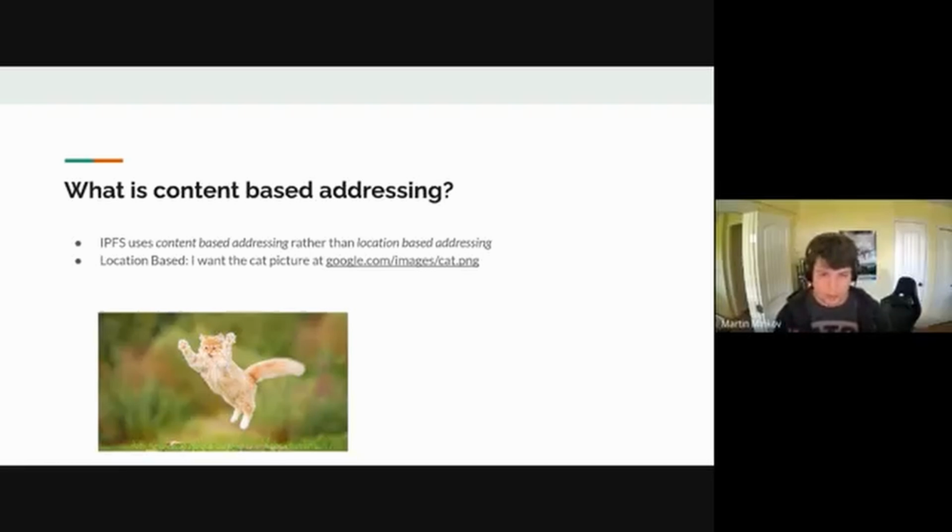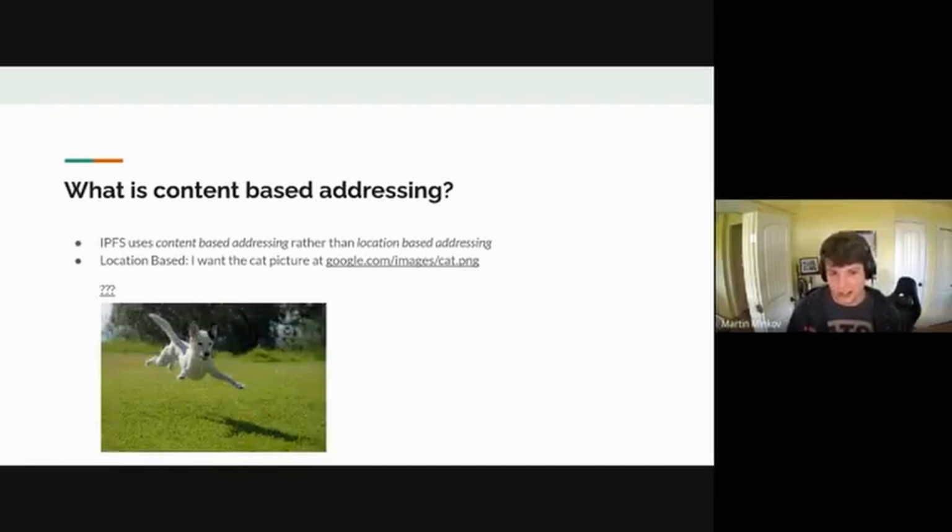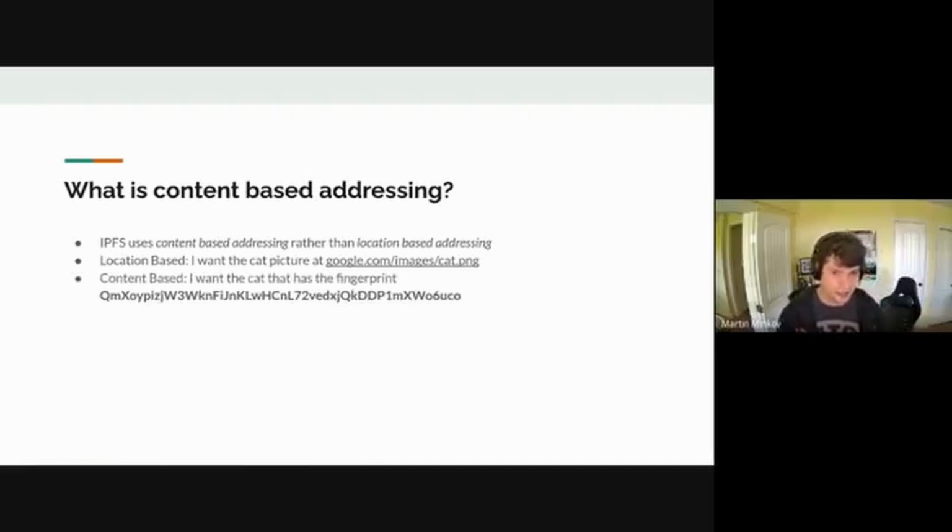But there's a problem with this: there's no way to verify that we're getting a cat picture just by specifying this URL. It could just as easily be a picture of a dog, and there's no real way for you to know without downloading that data and checking yourself. So what IPFS tries to do is use content-based addressing.